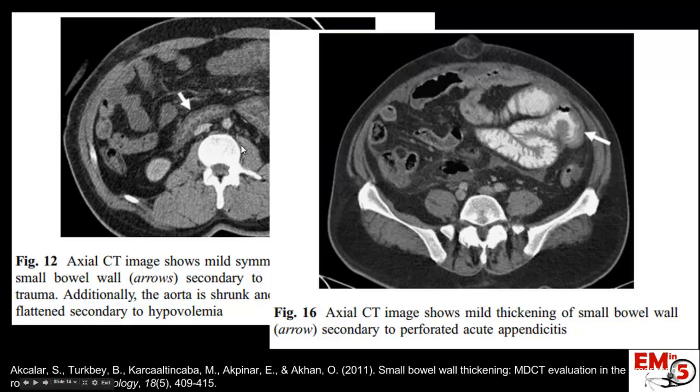So here's a couple examples of other causes of bowel wall thickening. So you can see this bowel wall is thick here. And here's another good example. You can see the contrast inside the bowel, and this wall is very thickened.